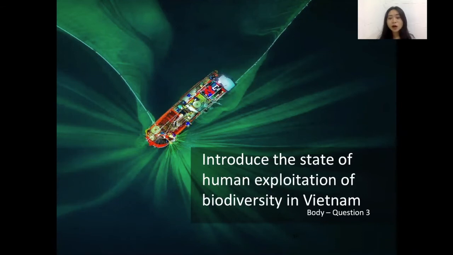Thanks to many policies and efforts from both the government and the people, Vietnam's forest coverage is continually increasing. There are more and more protected areas being established all over the country, and people are starting to care more about the environment than ever before. However, those positives are not enough to change the tendency of decrease in biodiversity in Vietnam.